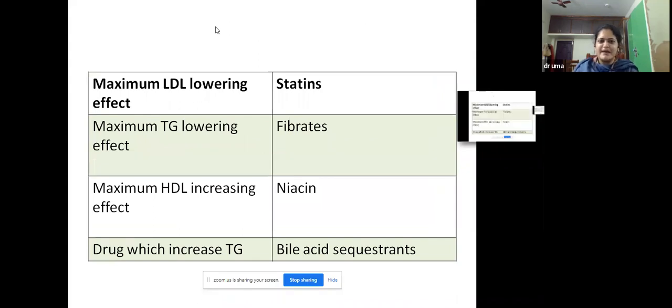Among these, the maximum LDL lowering effect is seen with statins. Maximum triglyceride lowering effect is seen with fibrates. Maximum HDL increasing effect is seen with niacin. The drug which increases triglyceride concentration among the hypolipidemic drugs is bile acid sequestrants.